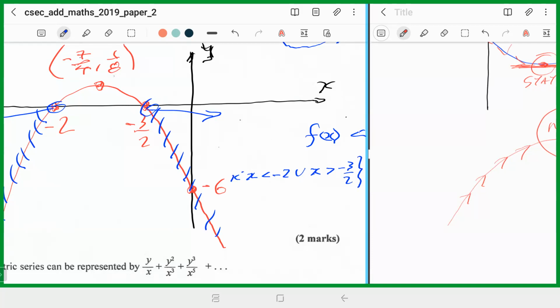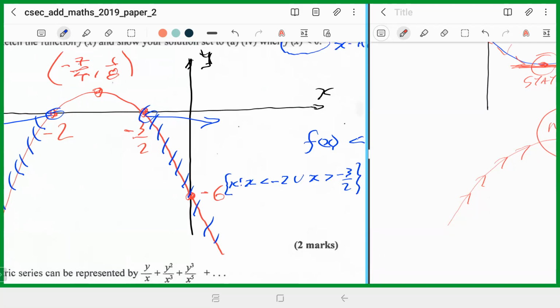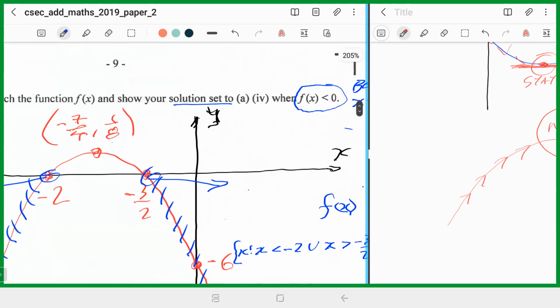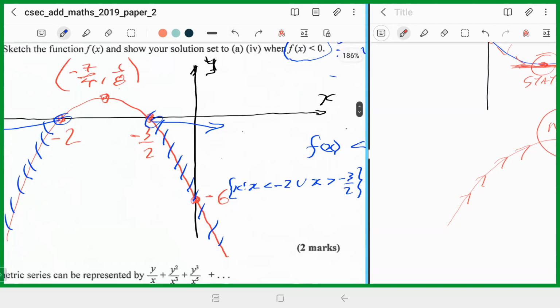I can write x is such that in front of it. But the question says solution set. You see there? Solution set. Since it's a solution set, you really have to write it like a set: x is such that, and you write these as inequalities. x less than negative 2 union, this is a union, x greater than negative 3 over 2.